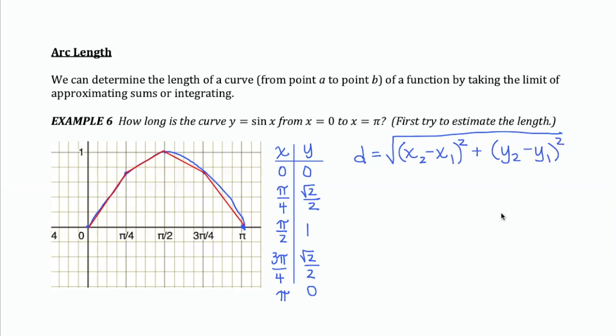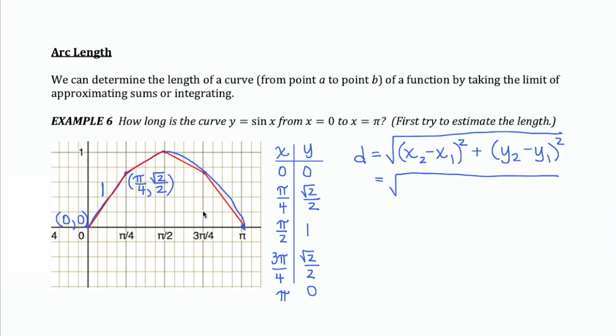And this is derived from Pythagorean theorem. You may have learned how to do this using Pythagorean theorem. But the idea is I can find the length of this first segment, which goes from the point 0, 0 to pi over 4, radical 2 over 2, by substituting into this formula.